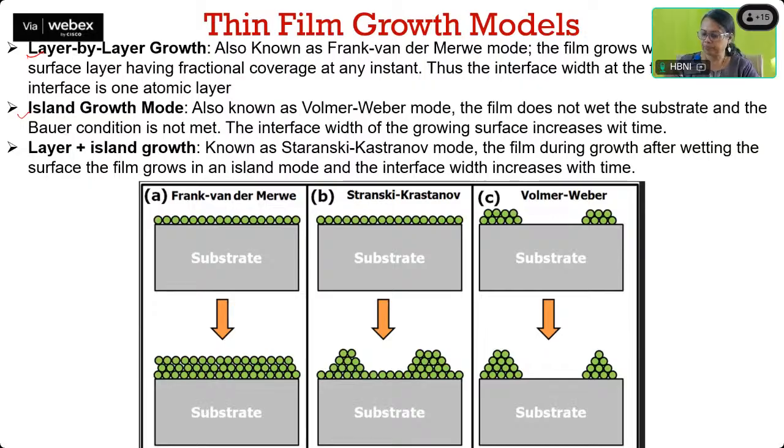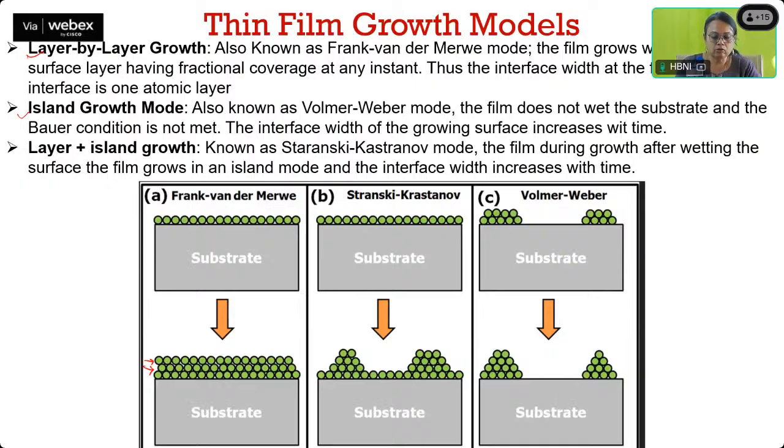So in this case, the film grows with only the surface layer having fractional coverage at any instant. Thus, the interface width at the film-vacuum layer is one atomic layer. Okay. So initially there will be full formation of one layer, and then there will be formation of the second layer. So there will always be one atomic layer coverage of the film, of initially the substrate and then the film which is growing.